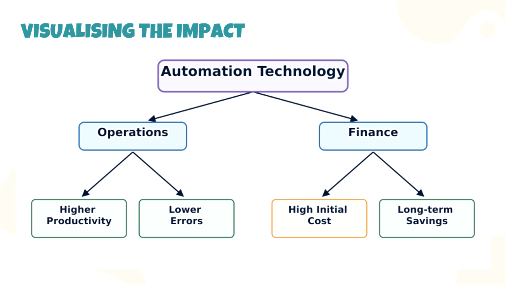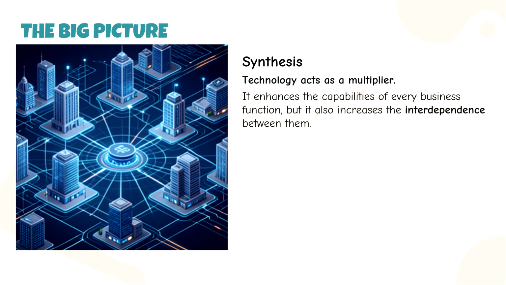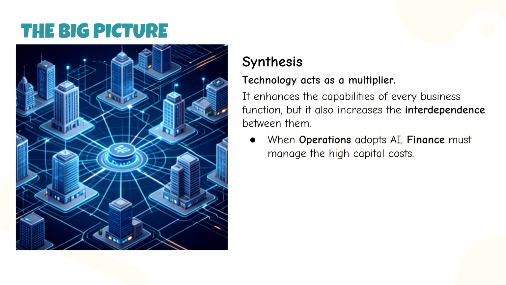Now, when it's automation in finance, there is a high initial cost. However, it results in long-term savings. If you look at the bigger picture, technology acts as a multiplier where it increases the capabilities of each business function and the interdependence between them. So when operations adopts AI, finance needs to manage the high capital costs with paying for the initial AI.